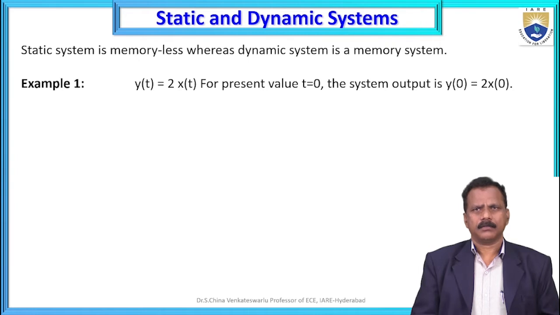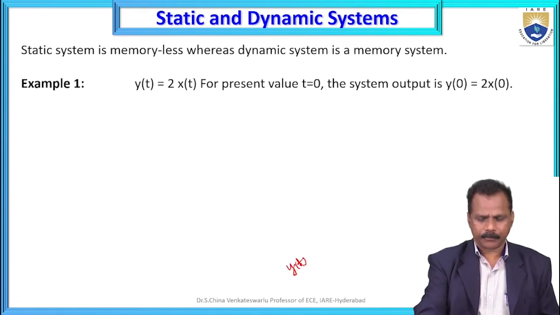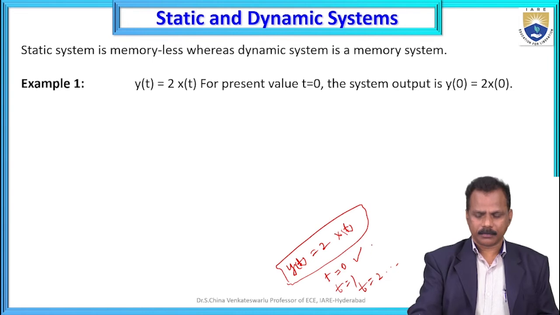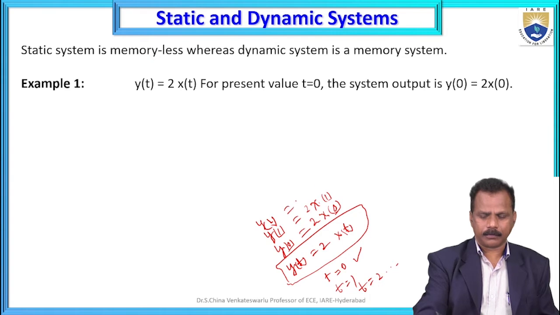For example, y(t) = 2x(t). The present value matters here. Considering t = 0, t = 1, t = 2, and so on: at t = 0 the system output is y(0) = 2x(0). Similarly, y(1) = 2x(1), and y(2) = 2x(2), and so on.